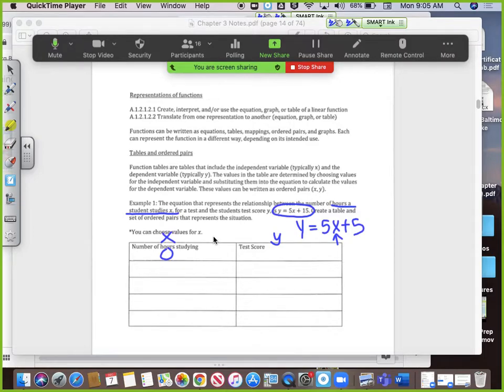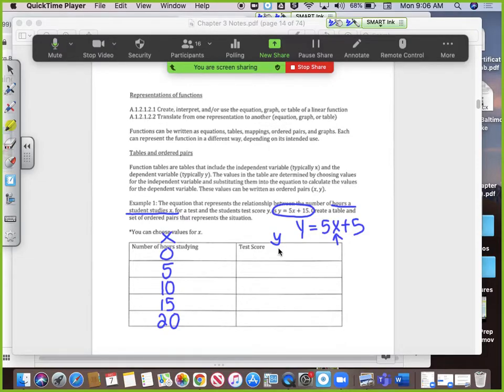Now it's asking us to just create any values we want for x. Now I don't know what type of test this is. I mean, if it's a test to get your doctorate or just a test for algebra, you might spend a different amount of time studying. But let's just go by, let's say, 5 hours. So 5 hours, then 10 hours, 15 hours, and 20 hours. The function says that in order to tell what your score is for this test, you take the number for x, replace it in here, and then solve for y.